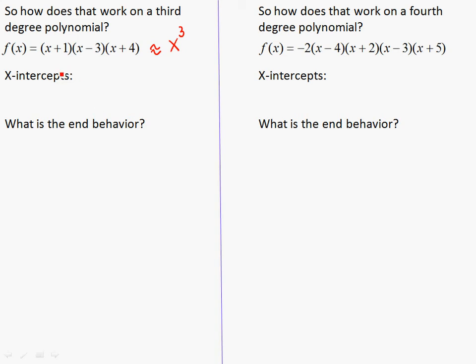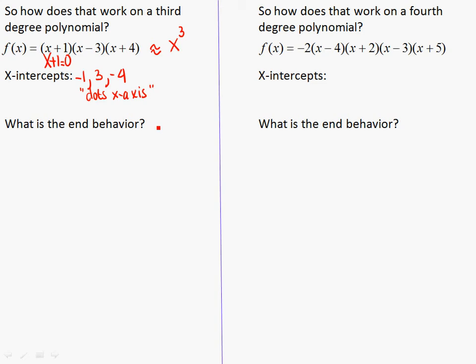Where are your x-intercepts? Well, keep in mind again that that would come from, I'm not going to do this for all of them, but when is x plus 1 equal to 0? When x is negative 1, or 3, or negative 4. Well, then these are the dots on my x-axis, aren't they? Okay?